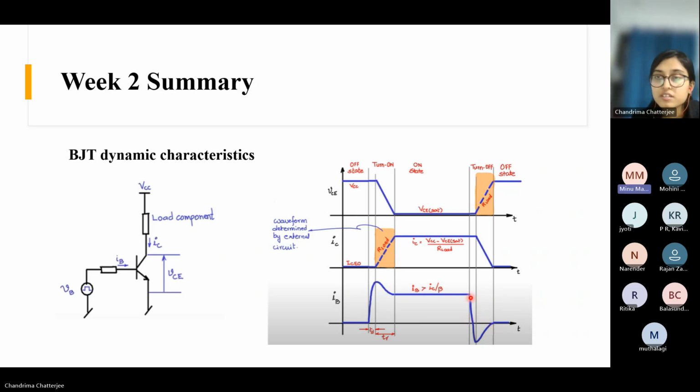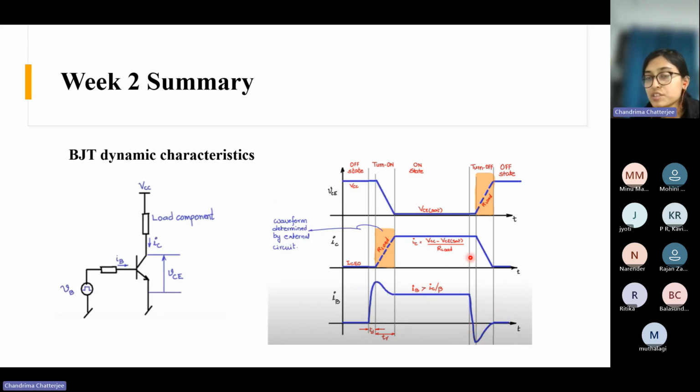To remove the stored charges. Yeah, right. Because there is a PN junction. So as we already studied, when a diode needs to turn off, before that the stored charges need to be recovered, right? That we called the reverse recovery. So that's why the base current goes negative and the stored charges are removed, and then the current becomes zero.